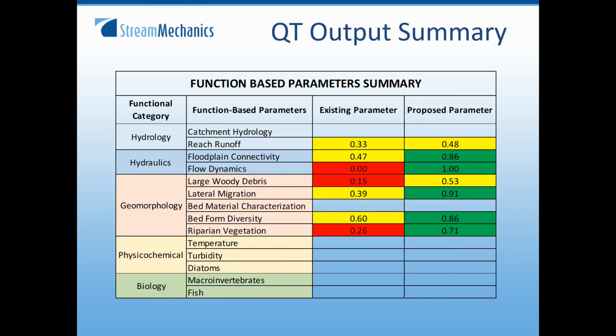So yeah, this is just output. You'll get this output as part of the SQT. You can get it by parameter. You can see what parameters were assessed and how much lift occurred. So red is not functioning, yellow is functioning at risk, green is functioning, and you can see the actual condition scores. So by parameter, this is one of my favorite outcomes.